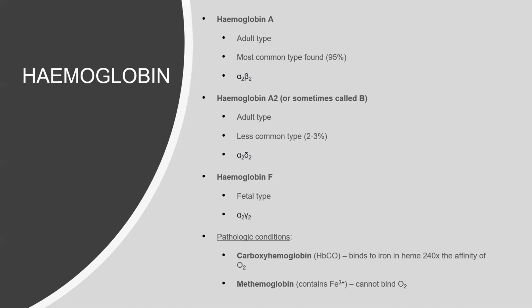Actually, this hemoglobin is bad because it cannot bind the oxygen, and some pathological conditions can cause the excess of methemoglobin, and this can lead to hypoxia, low oxygen levels in the blood. For example, there is a number of drugs that can cause it.